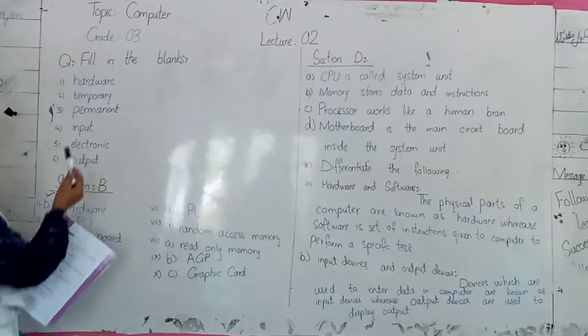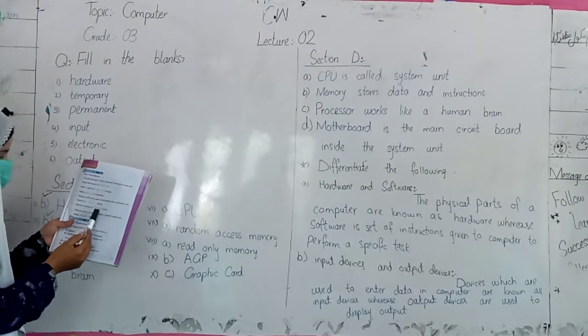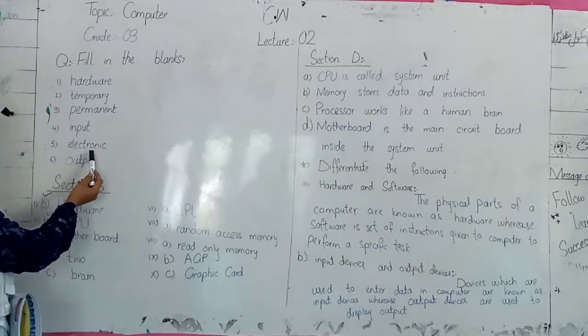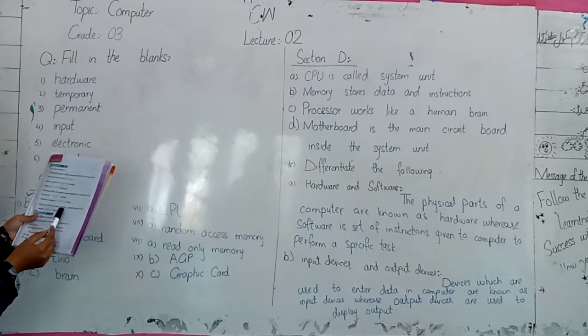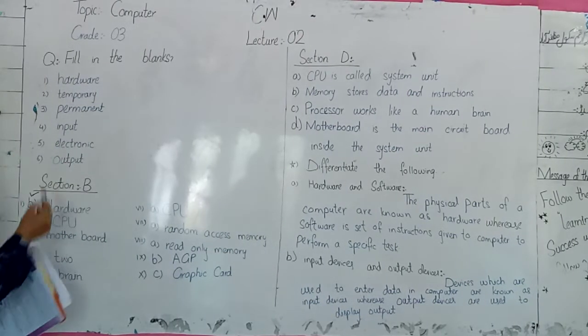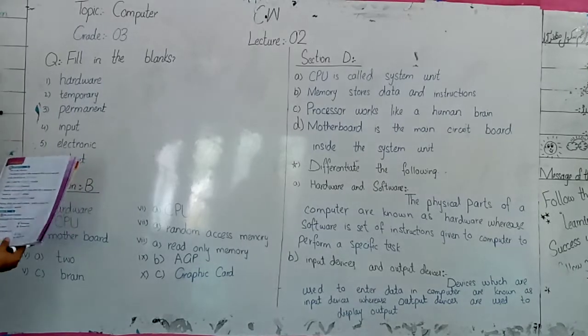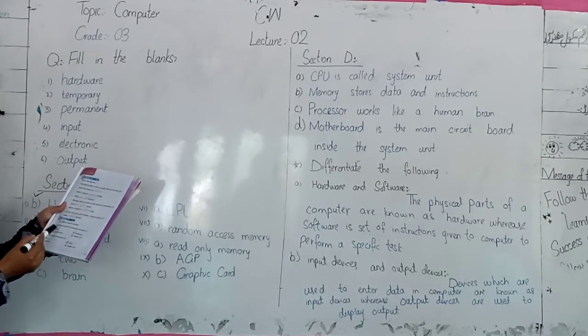Number 4: devices which are used to enter data into a computer are known as dash devices, input devices. Number 5: memory consists of dash chips. Memory consists of electronic chips. Number 6: devices which are used to display or present output are called dash devices, output devices. Now we will move towards Section B, which is about tick the correct option.